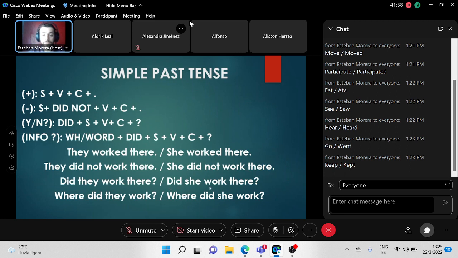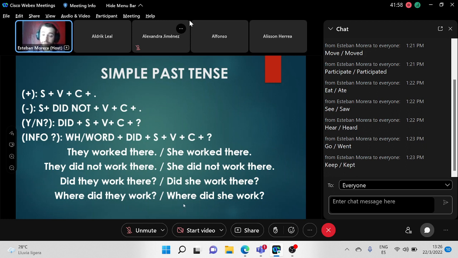Did they work there? Did she work there? These two examples are examples of yes or no questions in simple past tense. Pay attention to the auxiliary. I'm using did at the beginning of the question. And if you pay attention to the verb, I am still using the verb in the simple form. I didn't write the verb in the past. I'm using the verb in the simple form, in the present form.